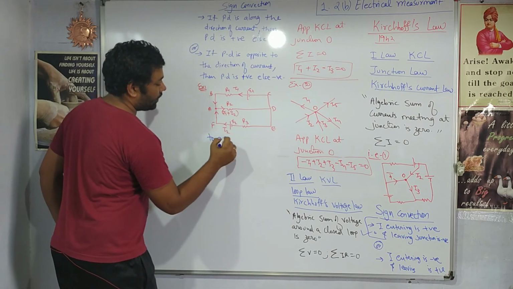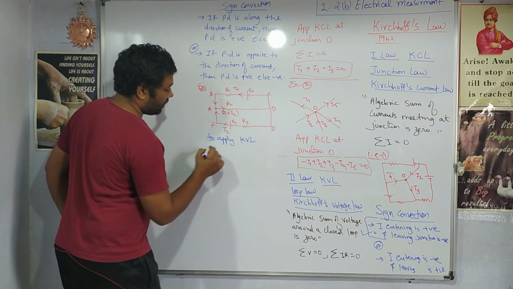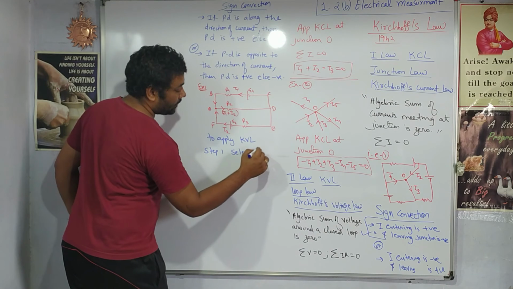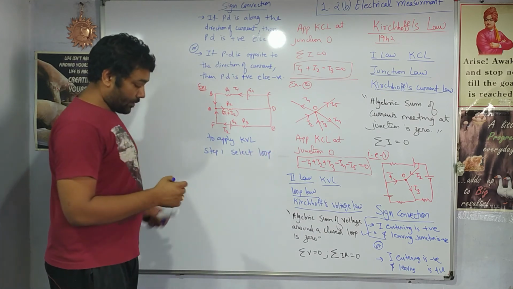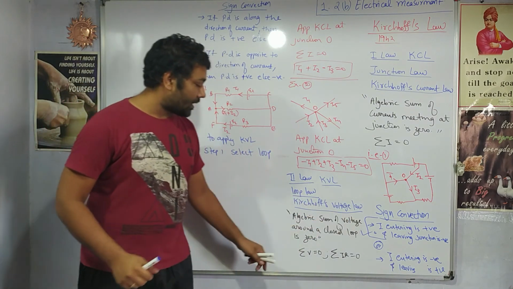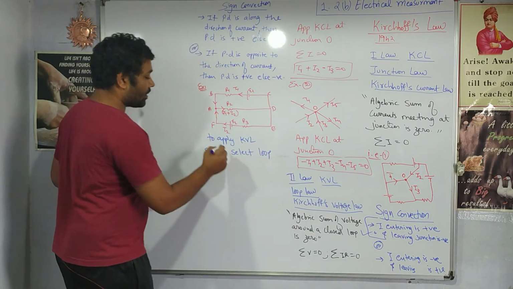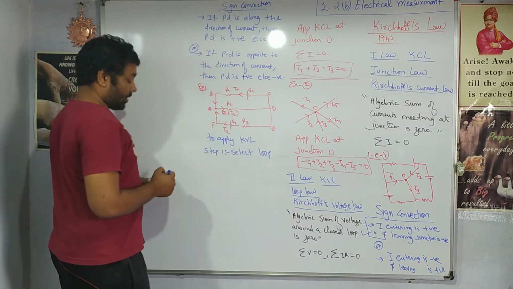To apply KVL, step 1: select a loop. See here in the statement, it is written: algebraic sum of the voltage around a closed loop. So you need to select a loop, that is the step 1. So which loop will you select?